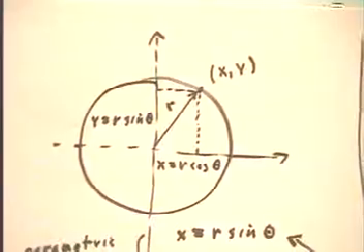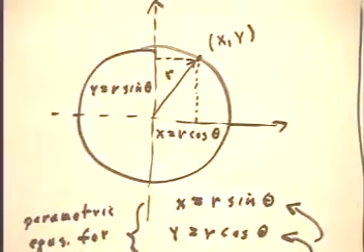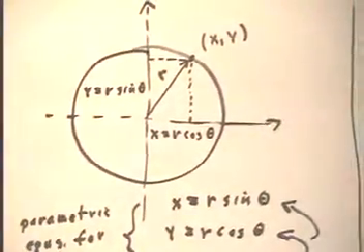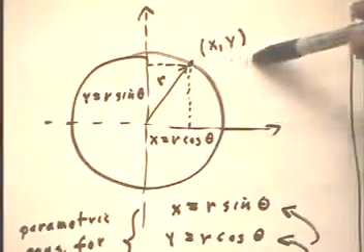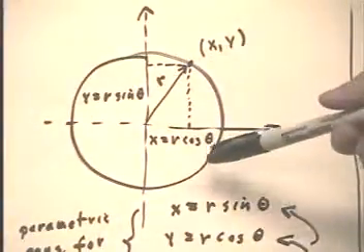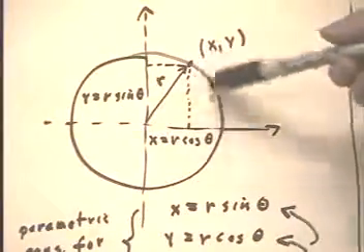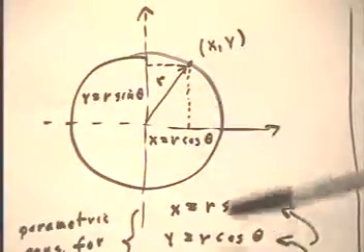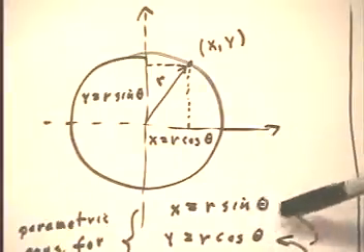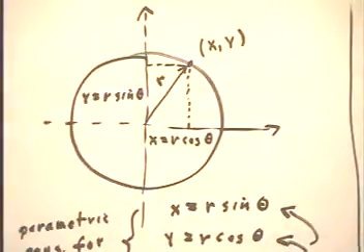The circular definition of the sine and cosine function tells us what we need to do. If we have a circle of radius r centered at the origin, then (x, y) lies on the circle provided that x is r cosine theta and y is r sine theta. It's just your definition of the sine and cosine in terms of a circle. So your parametric equations for the circle are x equals r cosine theta and y equals r sine theta, which gives us a circle of radius r about the origin.